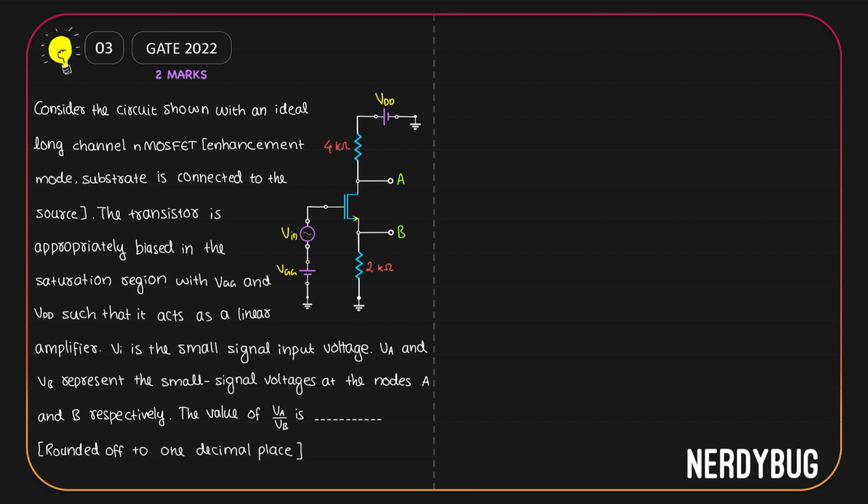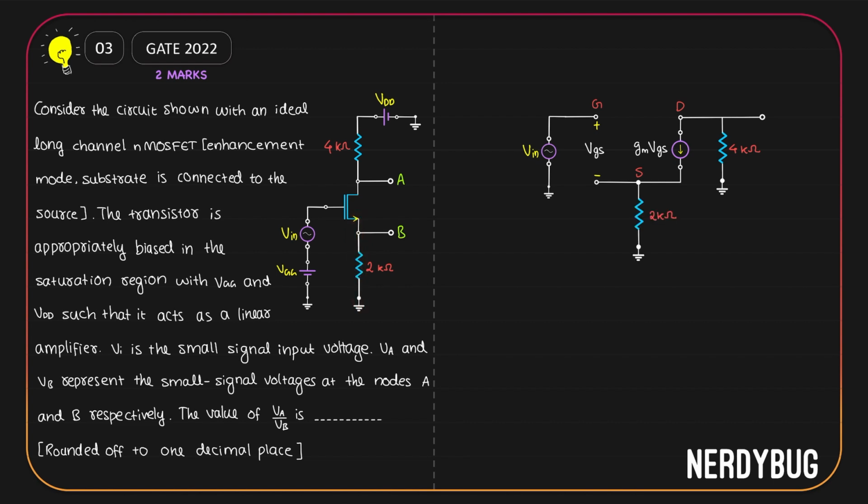Let us start by taking the small signal model of a MOSFET. VGG and VDD will get shorted. V input is connected at the gate. The 4 kilo ohm resistor in the small signal model will be between the drain and the AC ground. The 2 kilo ohm resistor will be between the source and the AC ground. Now A is taken from the drain, so we can mark this point over here as A. B is taken from the source, so let us mark it over here.